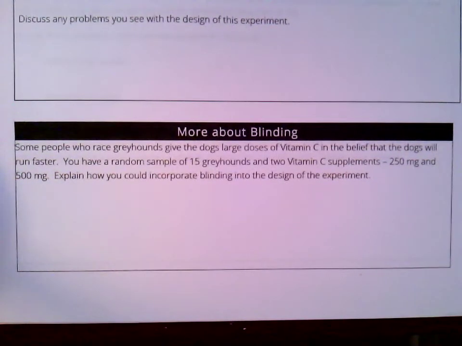All right, so let's talk a little bit more about blinding real quick. Some people who race greyhounds give the dogs large doses of vitamin C in the belief that dogs will run faster. You have a random sample of 15 greyhounds and 2 vitamin C supplements, 250 milligrams and 500 milligrams. Explain how you incorporate blinding into the experiment.